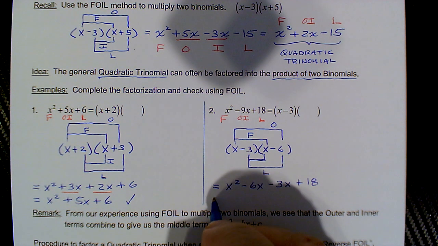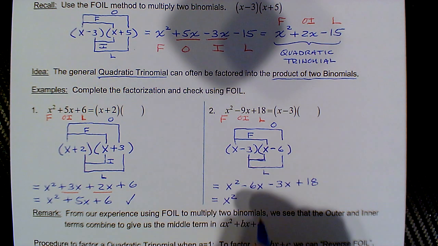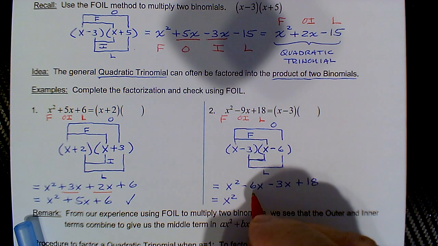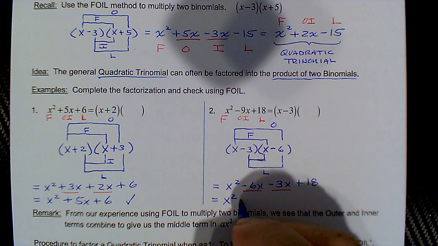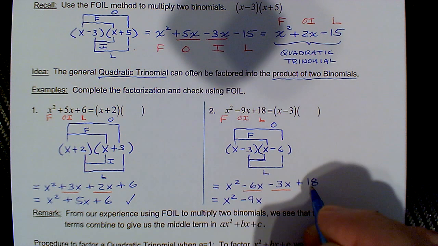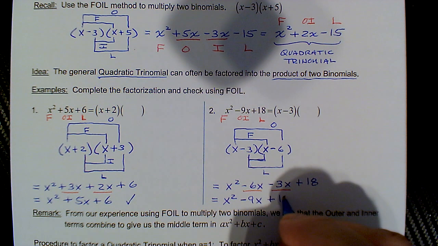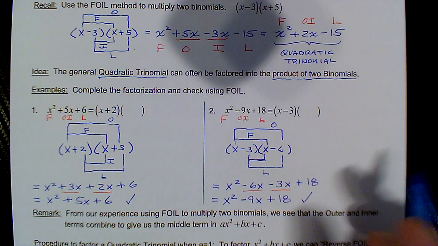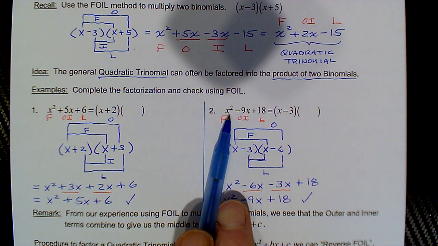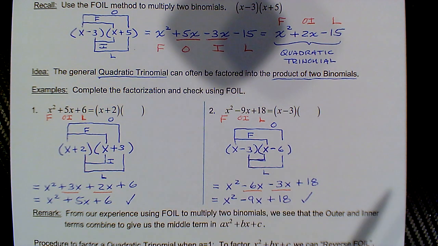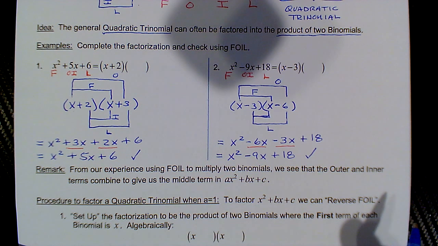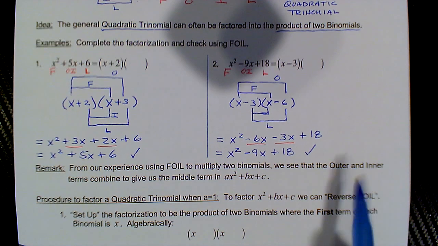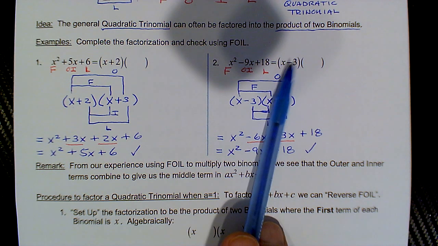And we can combine the outers and the inners again. So we recopy the x squared, a negative 6x and a negative 3x combined to give us a negative 9x. And then we've got the constant term just recopied. And you can see that that checks as well, because that is the original quadratic trinomial. Okay, so now we have to be able to do this without the hint, without being told what one of the factors is.